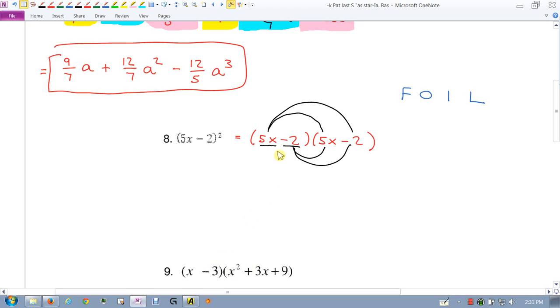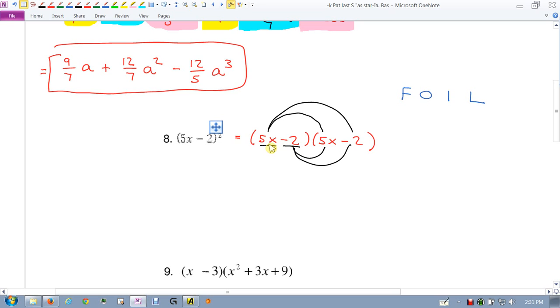And by the way, when you multiply two polynomials together, a lot of people say this is called foiling it. The technical term is expanding the polynomials. You're expanding them out into a bunch of terms. So let's do the multiplication.